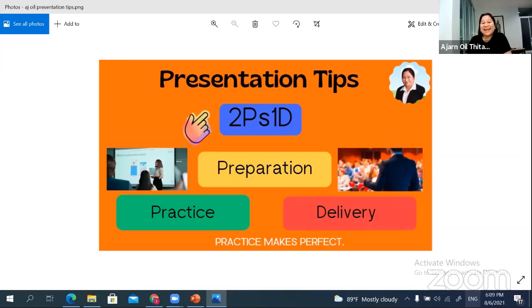Let's focus on the last one, D, delivery. As for delivery, you have to greet the audience first and try to look confident and relaxed. But the important thing is to smile. Like me, I always smile because I try to look confident and make it feel comfortable. Then you have to wait for the audience to focus their attention on you before you start.